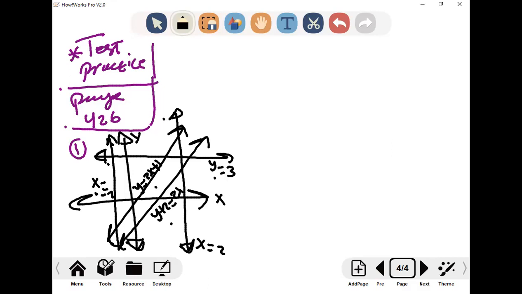Using the graph, which system of equations is consistent and independent? Remember, consistent means it has a solution, and independent, which one has one solution? Part A, y equals x plus 1, y plus 2 equals x. Where is y equals x plus 1? This one. And y plus 2 equals x, this one. They are parallel. Parallel means no solutions. Agreed? The second one, y equals x plus 1 and y equals 3. This one and this one. They intersect at one point, right? What does this mean? One solution.